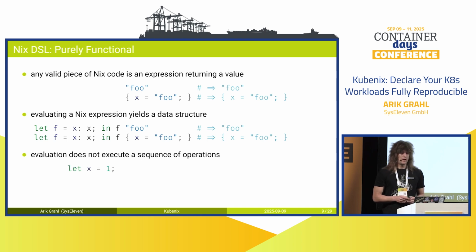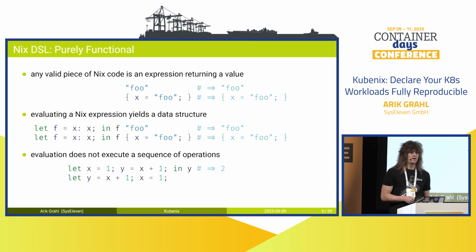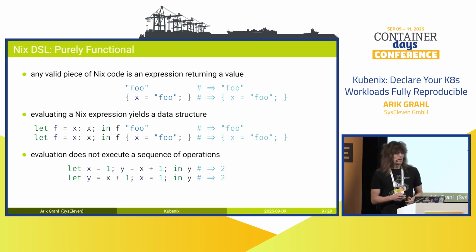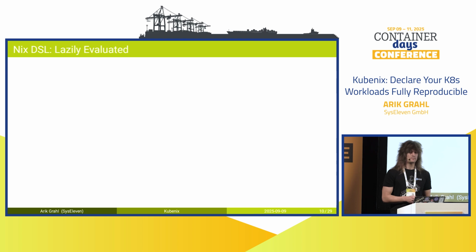Let's define a variable x with a certain value and another variable y, which depends on this variable. When evaluating, we get the expected result based on both variables. However, we can also define y and x in a different order. When evaluating y now, we get the same value and no error whatsoever. So, Nix is about describing data and relationships between data, not about executing steps in a sequence.